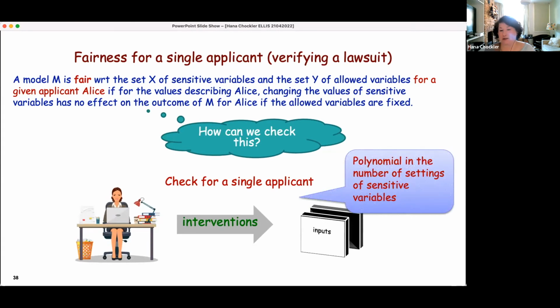So it is still going to be complete, but it's polynomial in the number of settings of sensitive variables. So it's exponential in the number of sensitive variables, but polynomial in the number of settings. If we have very few sensitive variables, 3 or 4, then it's not that bad, because we have 2 to the power of 3 or 2 to the power of 4, maybe 8 or 16 settings to check. It's not that horrible. So for deciding whether Alice has grounds for a lawsuit or not, it should be much more feasible.